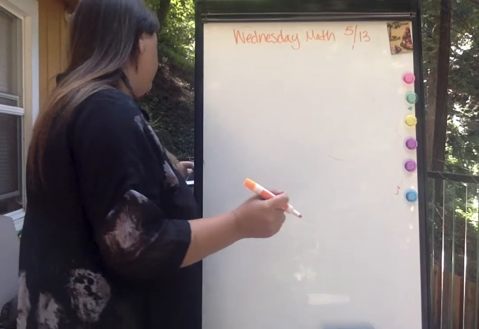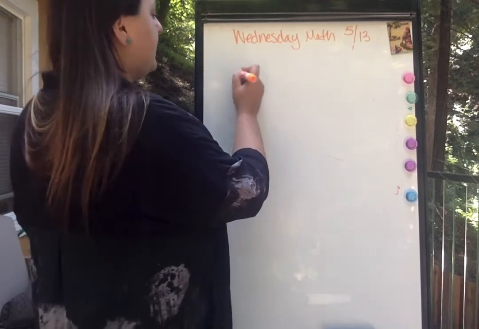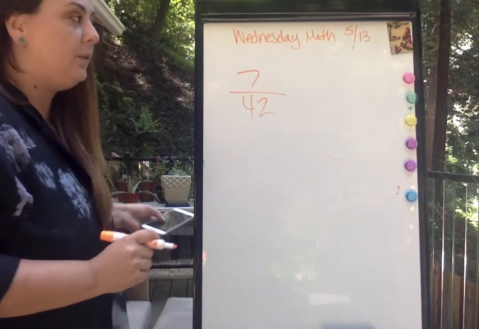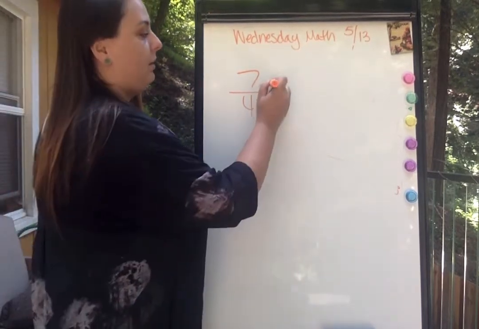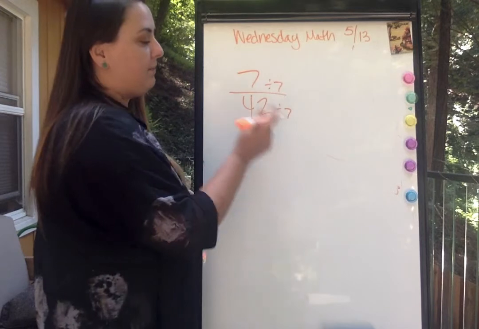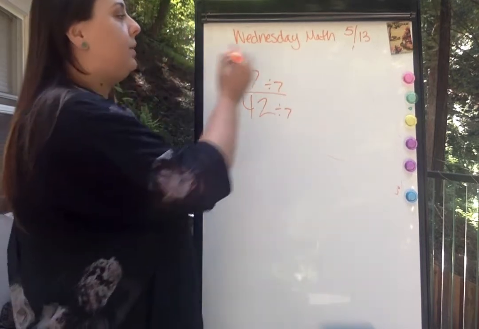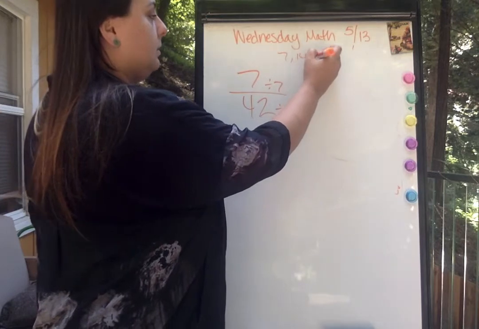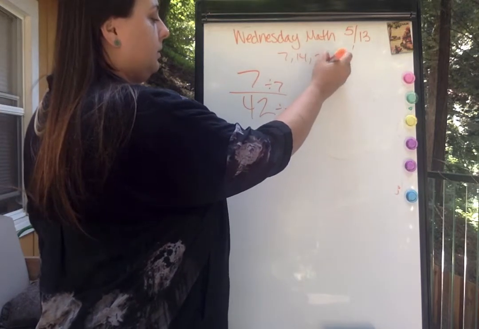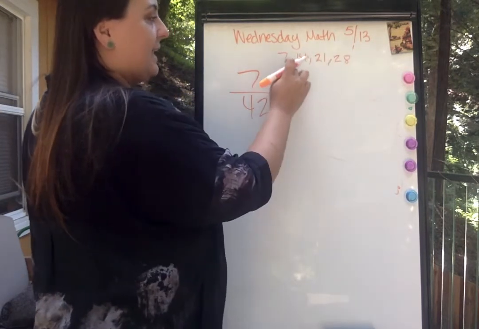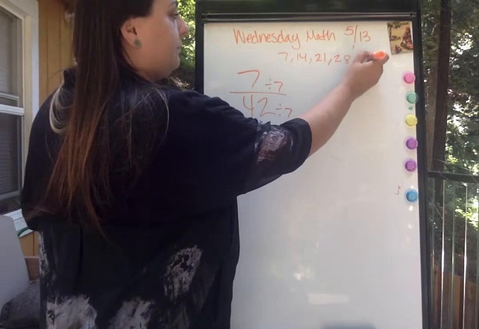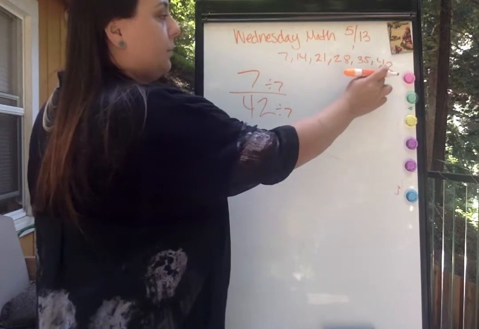Okay. Now we're going to simplify 7/42. Now, if you're not really sure if 42 can be divided by 7, one method you can use is to skip count. So 7, 14, 21, 28. I'm just adding 7 each time. 35, 42. Ooh, there it is.